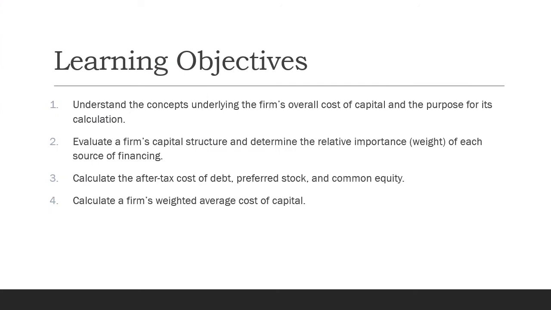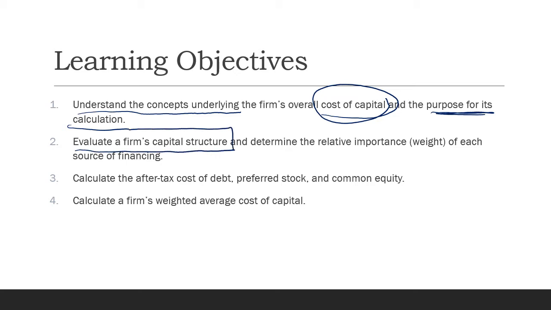So the objective of this chapter is that at the end of the day, you should be able to understand the concept underlying the overall cost of capital. The keyword is the cost of capital, and what's the purpose of its calculation? Secondly, moving forward, you should be able to evaluate the firm's capital structure and determine the relative importance of the weight of each source of financing.